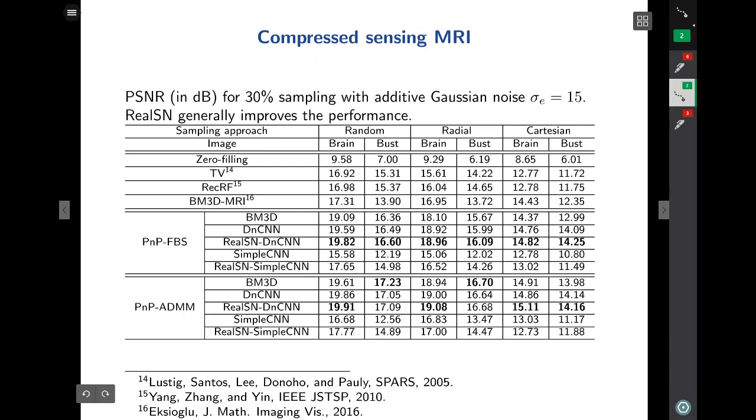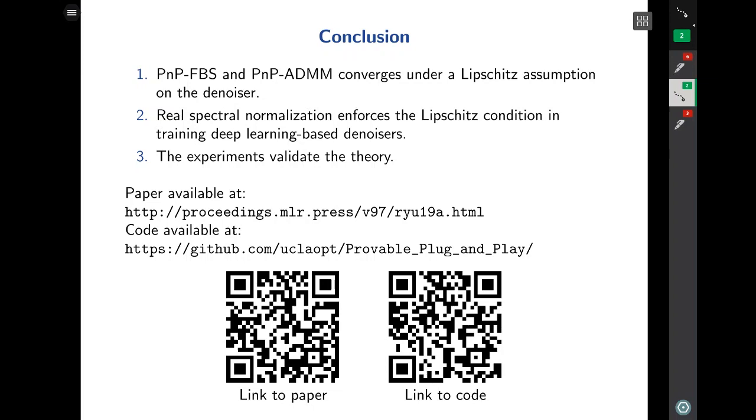Finally, we conclude this talk. Plug-and-play forward backward splitting and plug-and-play ADMM converge under a Lipschitz assumption on the denoiser. Real spectral normalization enforces this Lipschitz condition in training deep learning-based denoisers and thereby ensures convergence of these plug-and-play methods. And finally, the experiments validate the theory.